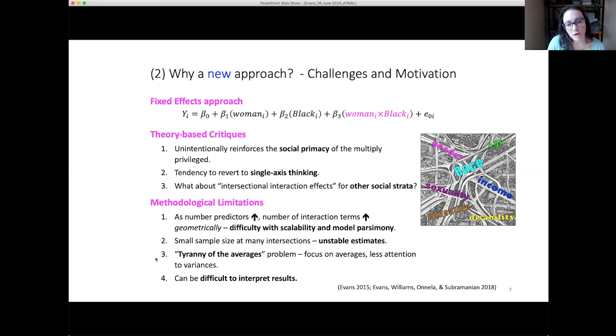We also get what Juan Merlo has called the tyranny of the averages problem. So again, we're putting a lot of emphasis on averages and average differences and less focus on variation around those averages. So 2 populations might have a subtle average difference, but their distributions could be almost perfectly overlapping. So is it really fair to say this group is high risk and this group is low risk? It's worth paying attention to the variances as well as the averages.